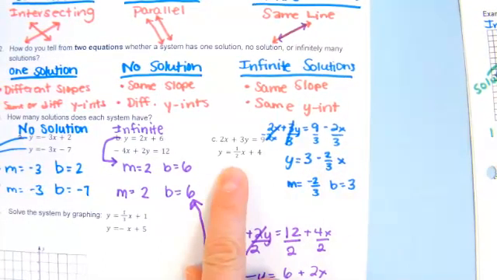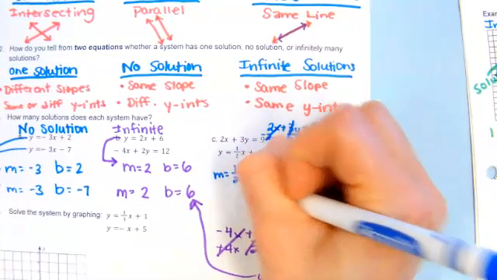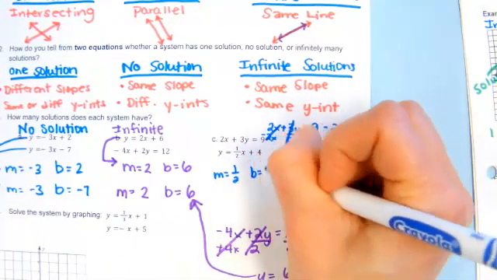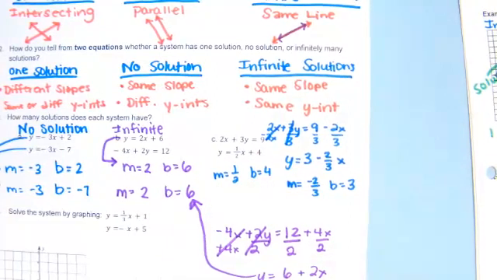How about this one here? What's m and b for this one? Well, m is next to x, that's 1/2. And b is without the x, that's 4. I didn't have to change that one because it was already in y equals.